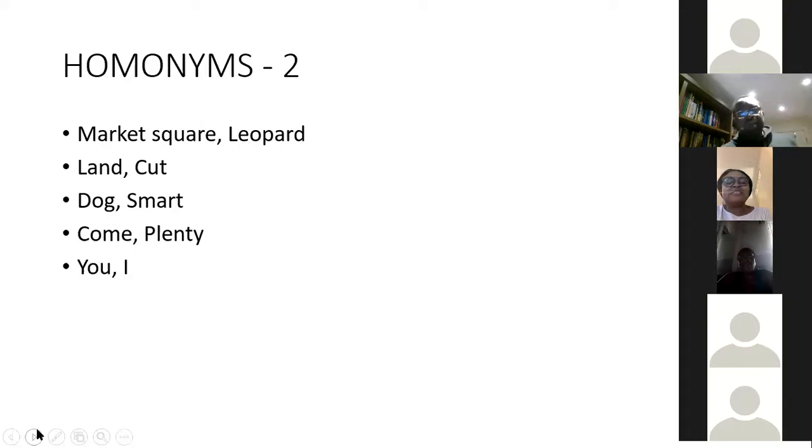So I'll put a few examples here. We can do that during the breakout session. These are homonyms. You may not know the words, but hopefully the teacher will take you through the words.